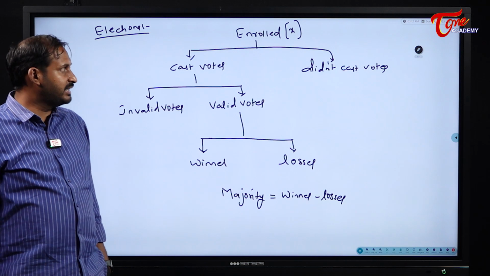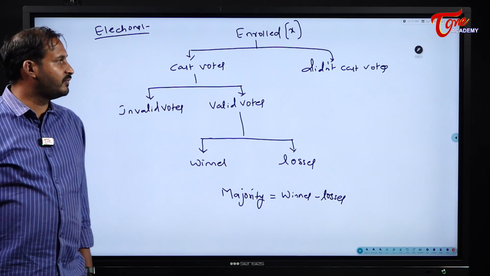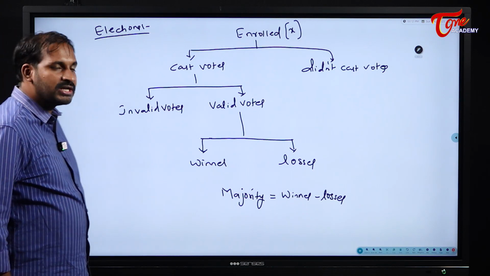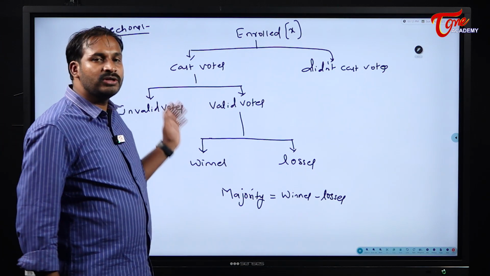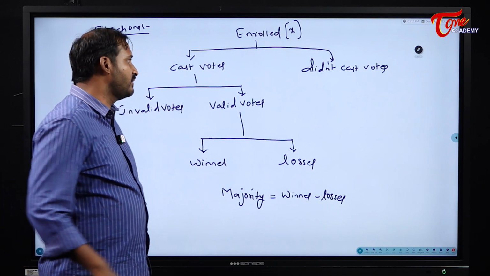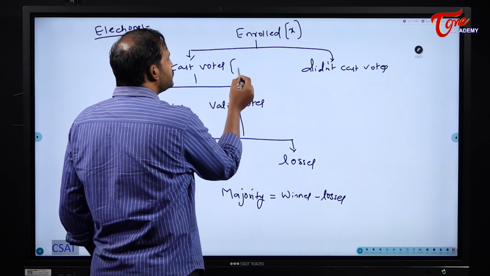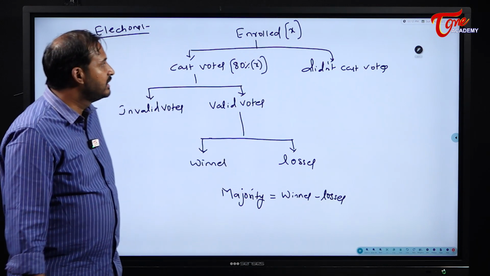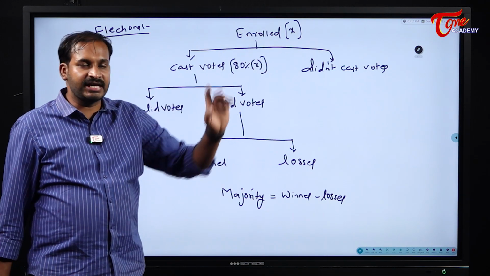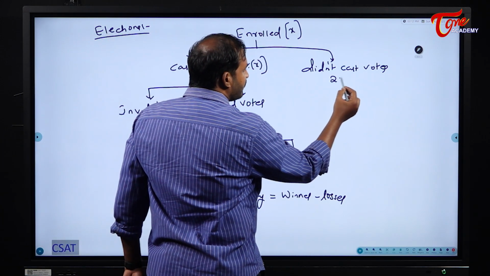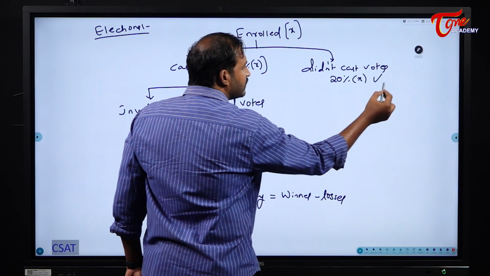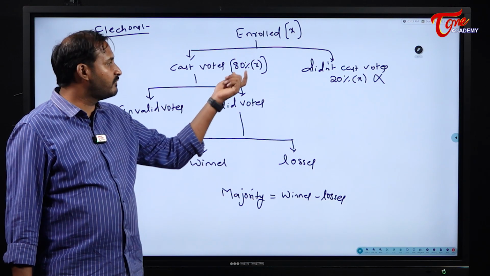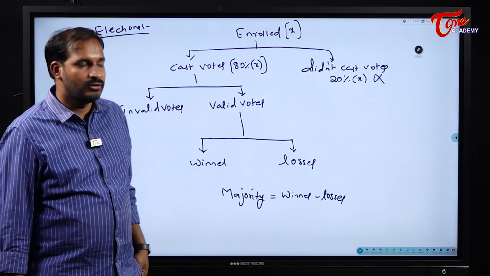Now for example, if 20% of voters didn't cast their votes, what about the other 80%? They casted their votes. So what happens to my casted votes? 80% of X. Why? Out of X voters, 20% didn't cast their votes, so we will not bother about them and we don't take them into consideration. So the number of people who casted their votes becomes 80% of X. Okay, good, super.